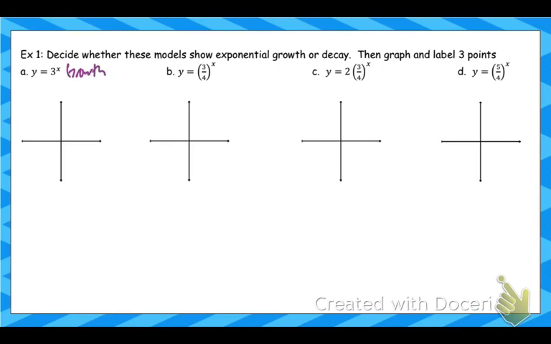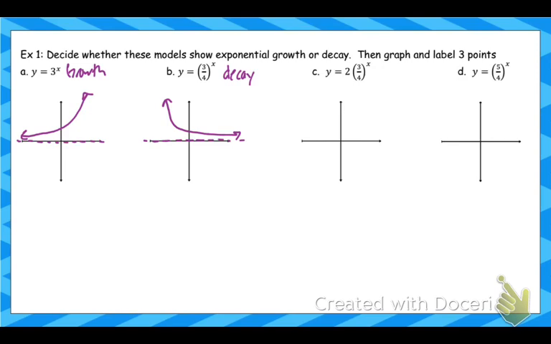On the next one, the base is 3/4. That's less than 1. So this is showing decay. So that means both of these graphs are going to have that horizontal asymptote at y equals 0. However, the first function is going to go in this direction because it's showing growth, whereas the second function is going to go in this direction because it's showing decay.